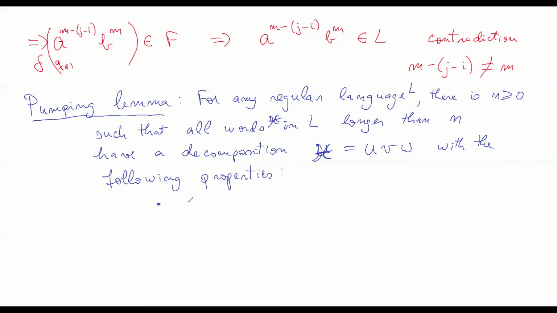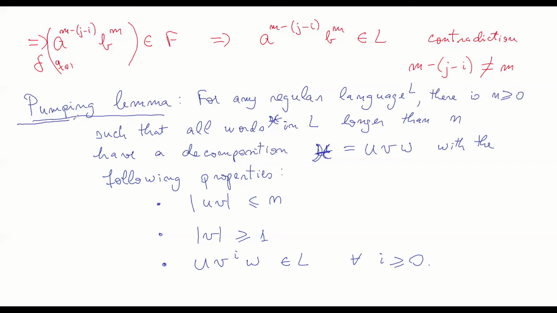On one hand, the length of UV is at most n. The other one is that the length of V is at least 1. And U times V to the power i times W is in your language for all i greater than or equal to 0. And I'm going to prove this for you. I'll just comment on this result a little bit more.